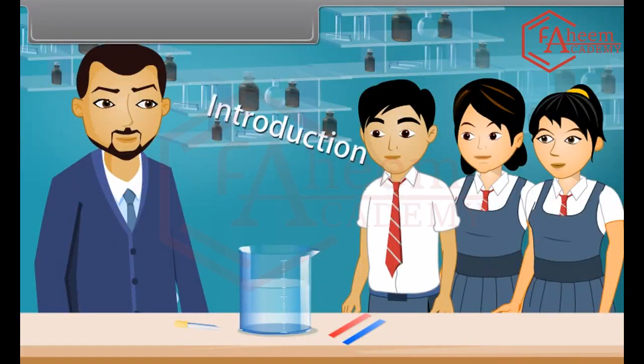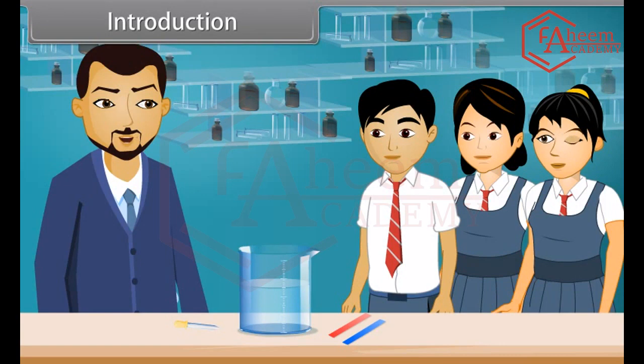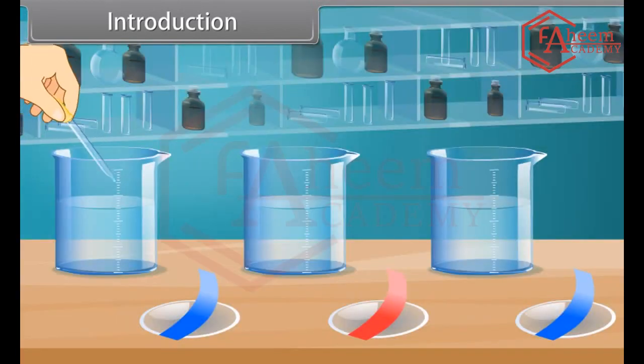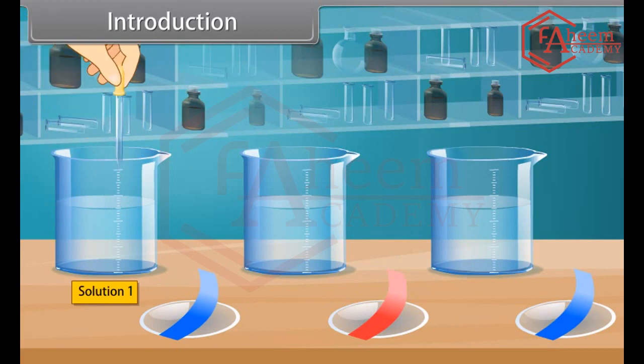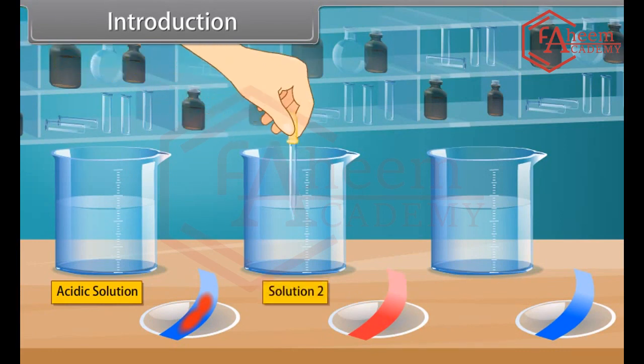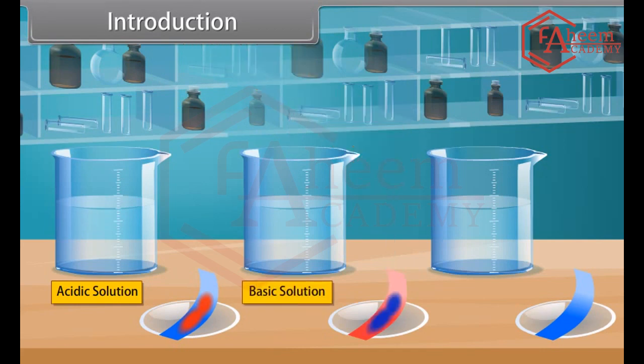Introduction. Hello students. Today we will perform an experiment to identify the acidic, basic or neutral solution. Fine, sir. First, put a drop of solution 1 on the blue litmus paper. It turns into red. It shows acidic behavior. Next, put a drop of solution 2 on the red litmus paper. It turns into blue.